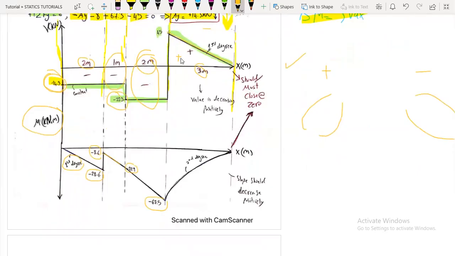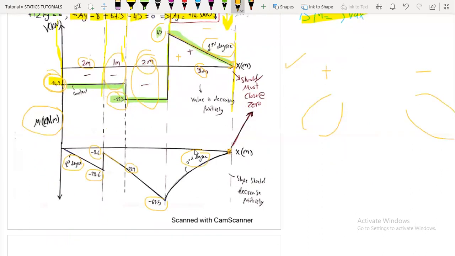And here the area is positive, and the area is what? Half multiplied by 3 multiplied by 45. We will get plus 67.5. So it must close at 0, otherwise we have a mistake. Now, here it's a first degree. Here it will be a second degree.